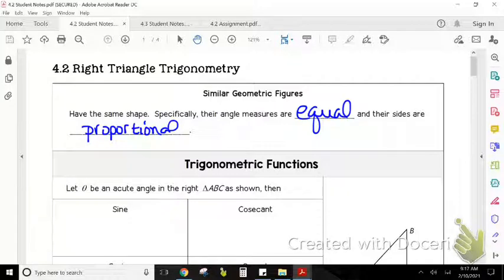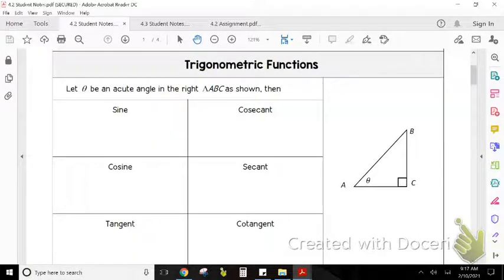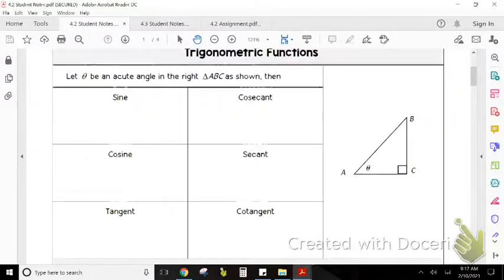Alright, then we're actually going to talk about our trig functions. So some of y'all have already seen sine, cosine, and tangent, but then we have what we call the reciprocal functions. The reciprocal of sine is cosecant, the reciprocal of cosine is secant, and the reciprocal of tangent is cotangent. So remember, reciprocal means just flip the fraction. It does not mean to the little -1, okay?